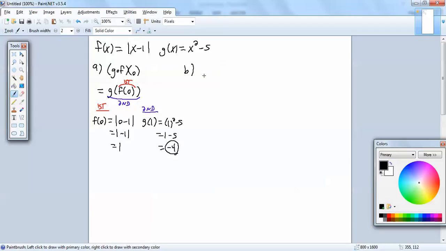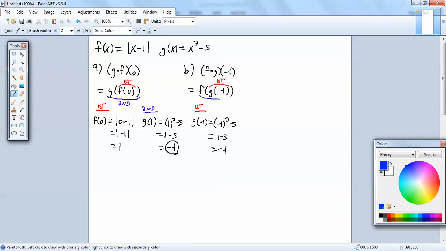Now b, we want to find the composition of f and g of negative 1, which we can rewrite as f of g of negative 1. Again, first we're going to focus on what's inside the parentheses. So we're going to find g of negative 1. Well, we'll go to our g of x, which is x squared minus 5, and we're going to have negative 1 squared minus 5. That gives us 1 minus 5, or negative 4.